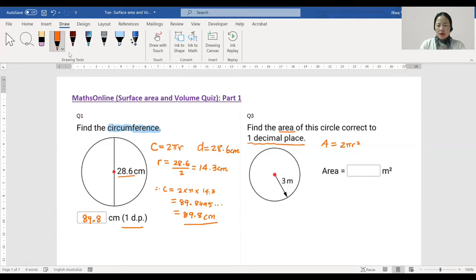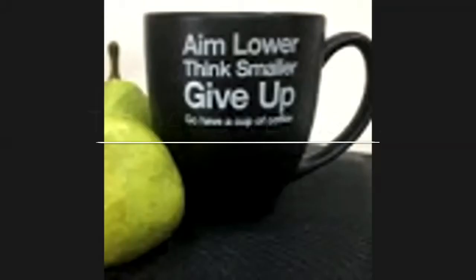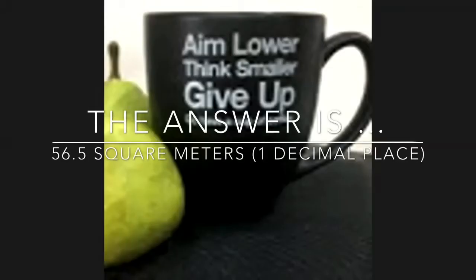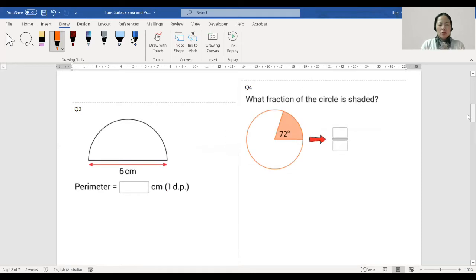Again, I need to find my radius. Radius is right there, 3 meters. Okay, so 2 times pi times r is 3 squared. So now we put it all in a calculator. You will get, all right, number 2, this one is a semicircle, half of a circle, and we want to find the perimeter.